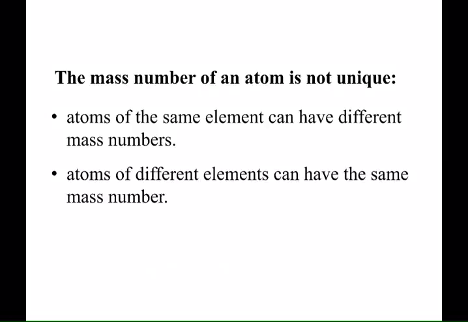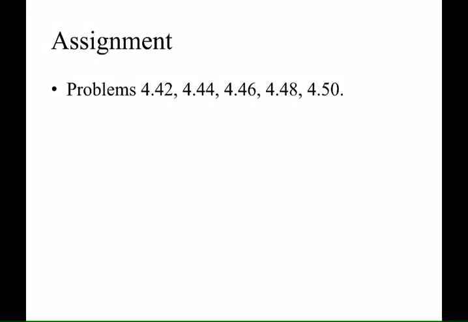So atoms of different elements, check this out, can have the same mass number. The way they do that is they're different elements, so they have different numbers of protons, but the neutrons that also go into making up the mass number will vary to make up the difference and give it the same number. All right, so take a look at these problems related to atomic number and mass number.